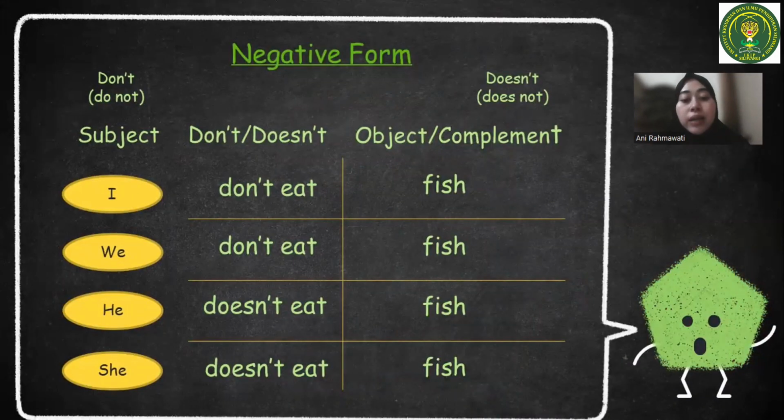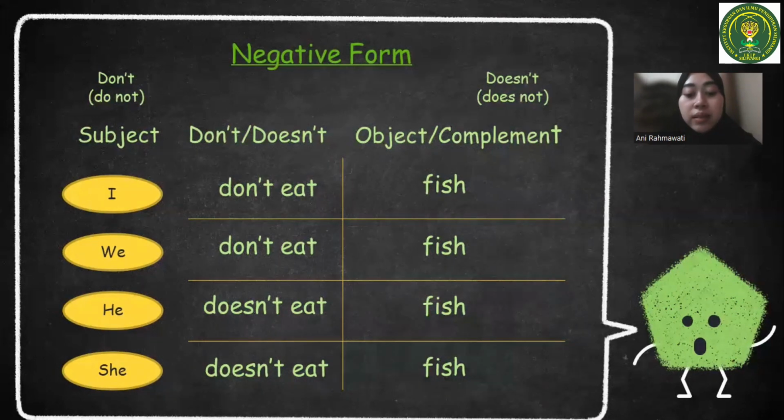Okay, now let's get into the negative form. How do you say no in the simple present tense? The negative in English for the simple present tense is don't, which comes from do not, and doesn't, which comes from does not. So, the way to make a sentence is easy. We need a subject and then don't or doesn't depending on the subject, and there is an object or complement.